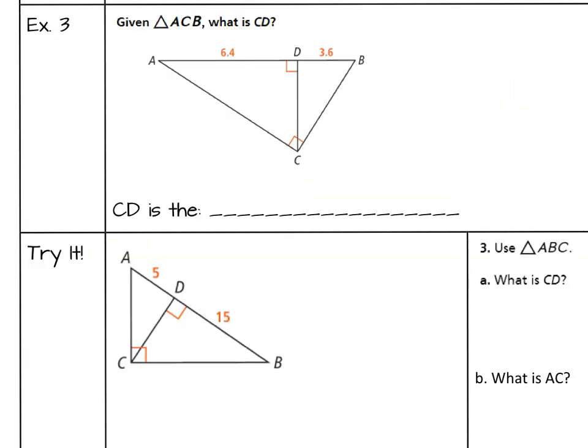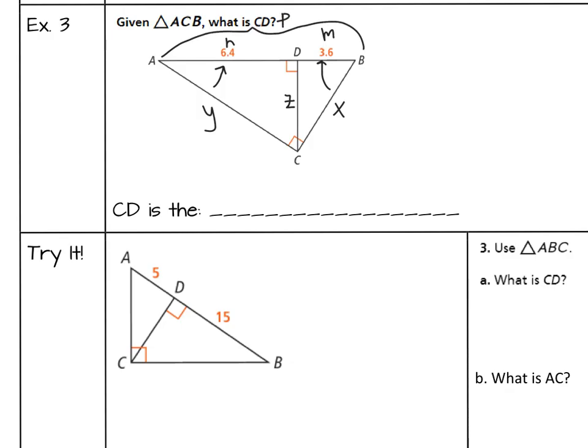Let's try one more. It says, given triangle ACB, what is CD? So again, I first want to take a look at identifying my picture. In the big right triangle, it looks like BC is smaller than AC, so I'm going to start off by labeling BC X, AC is Y, and then my Z value goes right in the middle. And then because X is closest to that 3.6, I'm going to call that M. Y is closest to 6.4, we'll call that N. And then the entire segment is P.